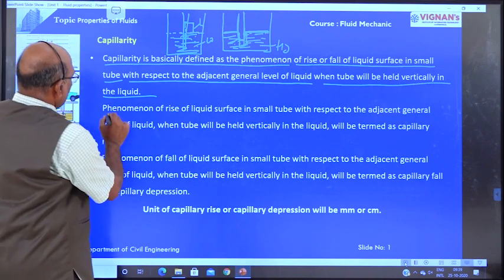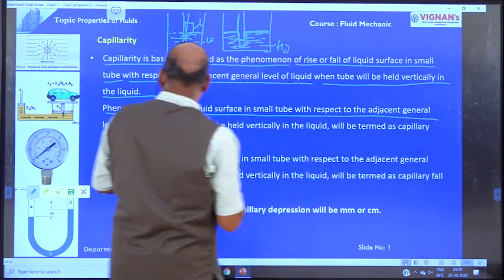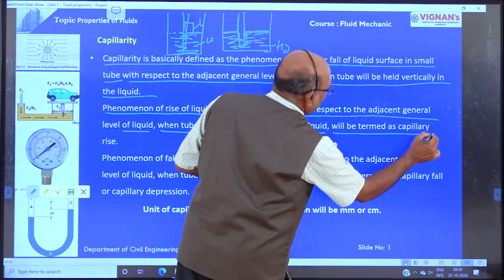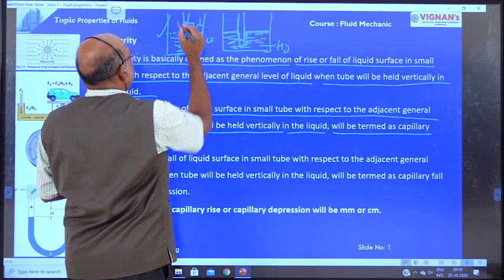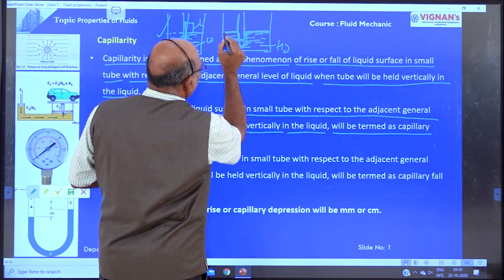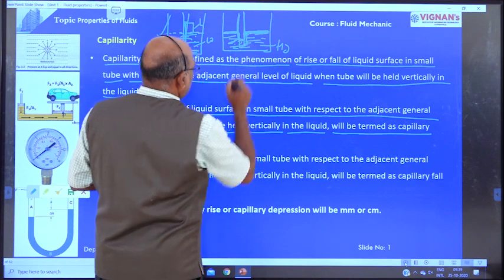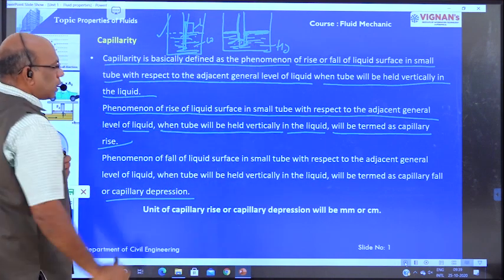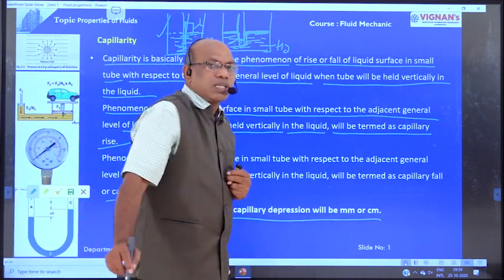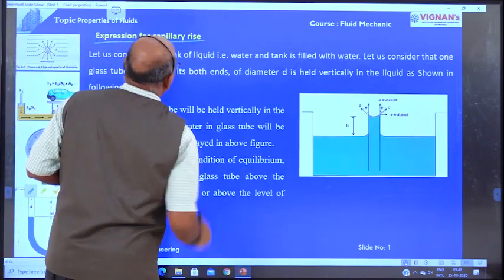And another one, the phenomenon of rise of liquid surface in a small tube with respect to the adjacent general level of liquid, when the tube is held vertically in the liquid, is termed capillarity rise. The water level rises in the glass tube. Here, the level falls below the existing level of the liquid in the beaker. This is nothing but capillarity depression or capillarity fall, right? Units of capillarity rise or fall are mm or centimeters. This is about capillarity.